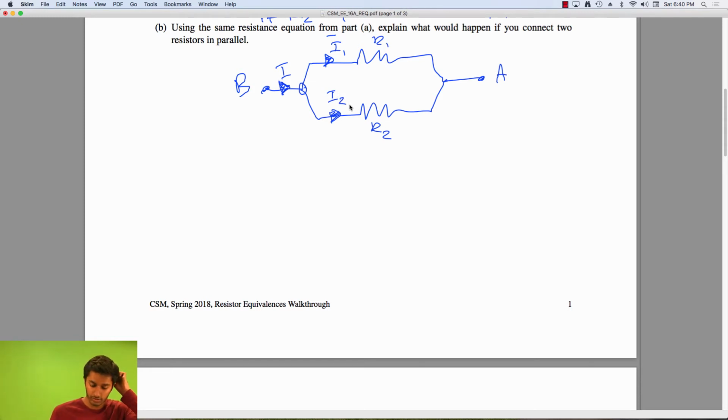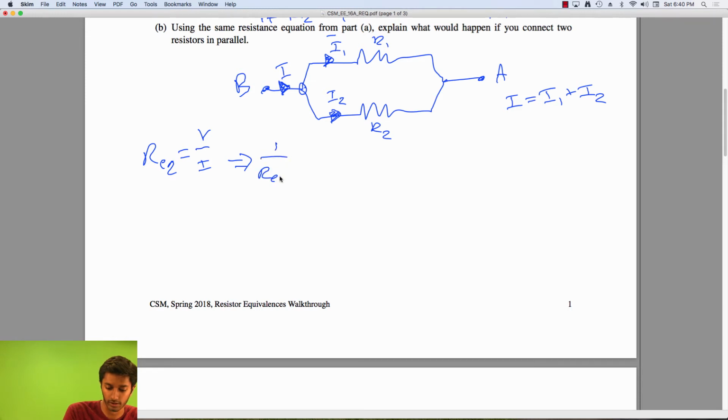So now that we have our two resistors in parallel, we know by KCL that I equals I1 plus I2. So similar to part A, we need to see how we can use this relation. So we have our formula, once again, by Ohm's law, that Req equals V over I, where V is the voltage drop from node B to node A. And this can be rewritten as 1 over Req equals I over V.